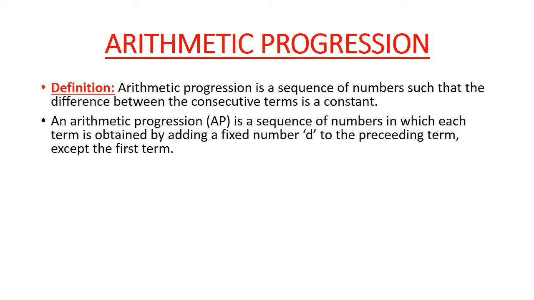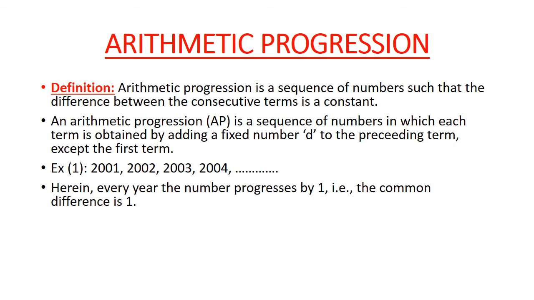Yes, let us take an example and try to understand this. See, first I have taken a very simple example. These are just years: 2001, 2002, 2003, 2004. Every year the number progresses by 1. That is, the common difference is 1.